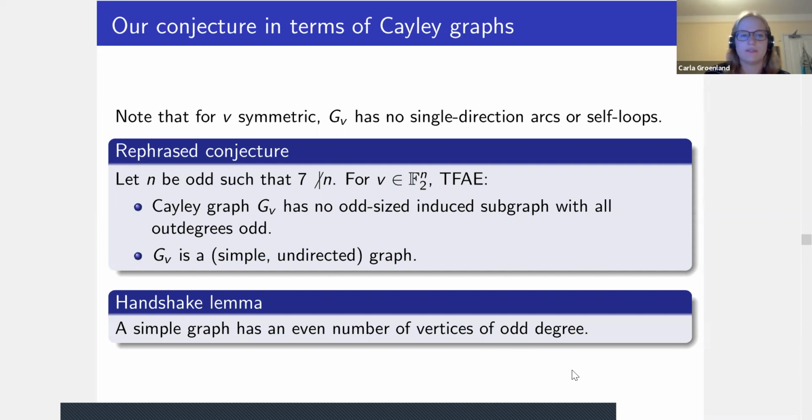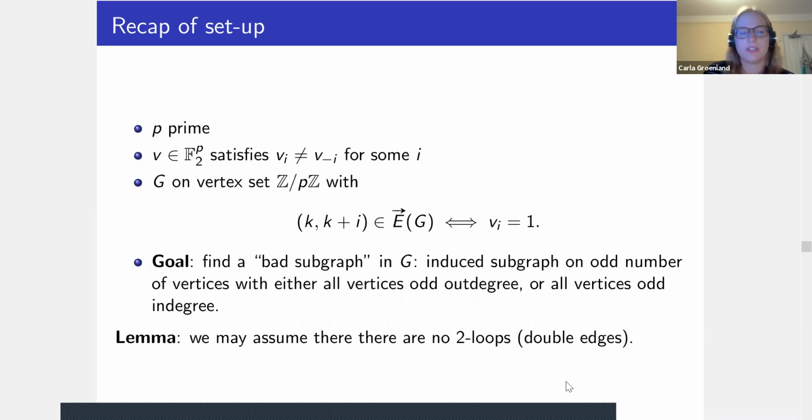But for v non-symmetric, what we can now try to show is that we can actually find such a subgraph. Let me recap the situation that we're in. We're looking at some prime, and we've got some non-symmetric vector. If v0 is 0, we're already done, because the self-loop itself is an odd-sized induced subgraph with all outdegrees odd. So we can assume that it has some single direction arc. And then we can redefine the graph corresponding to the vector v. And now we want to find a bad subgraph in that.